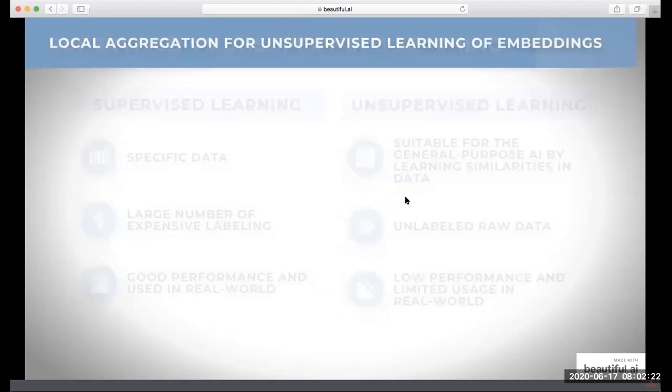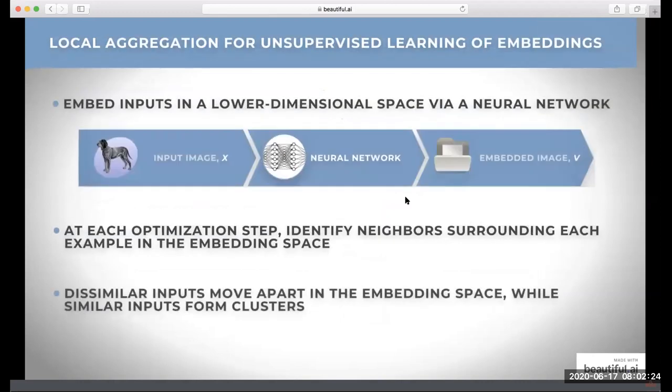So this article focuses on developing an algorithm for unsupervised learning to improve the performance of the state of the art using a local aggregation method. And they are focusing on the visual embeddings.